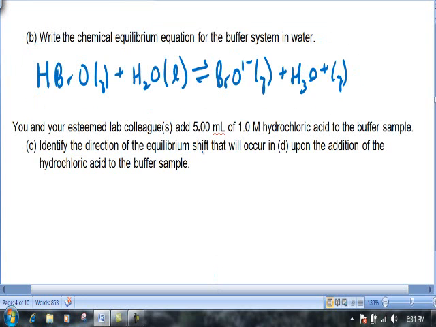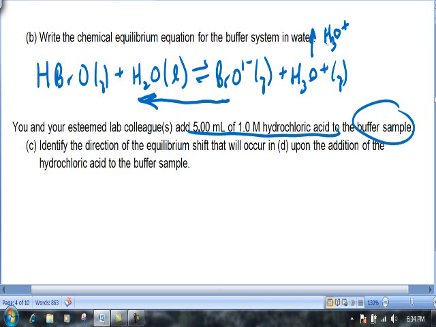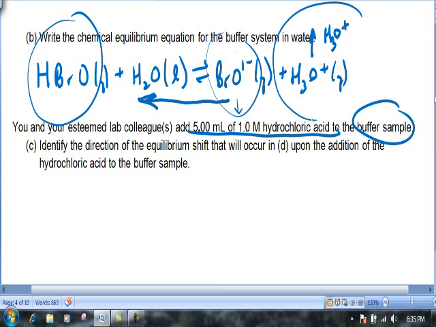Now in the next part of the question here, it says we're going to add 5 milliliters of hydrochloric acid to this buffer sample. Adding hydrochloric acid is going to cause the hydronium concentration to increase. To alleviate the excess hydronium, the buffer system reaction would shift to the left to consume the excess hydronium, turn that back into weak acid molecules, and have the amount of salt ions decrease slightly when we shift to the left. This will allow the amount of hydronium ions to remain relatively constant and keep the pH relatively constant.